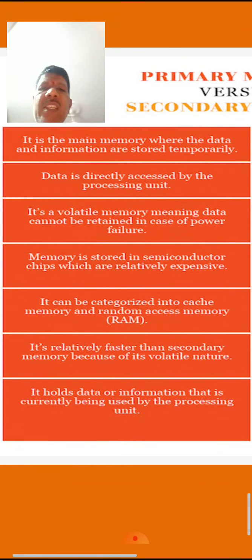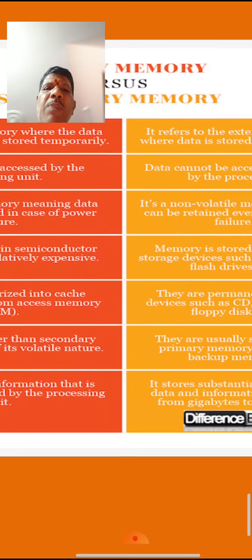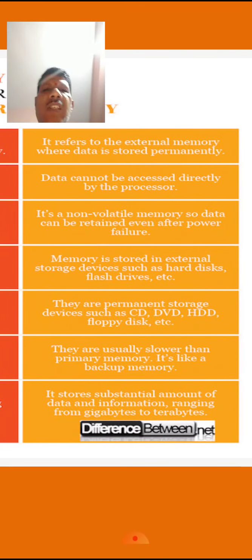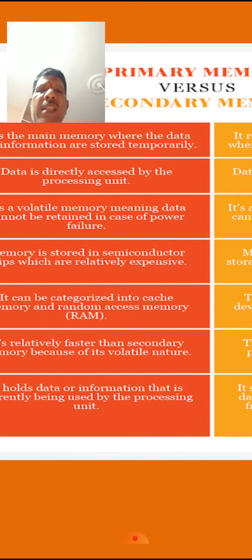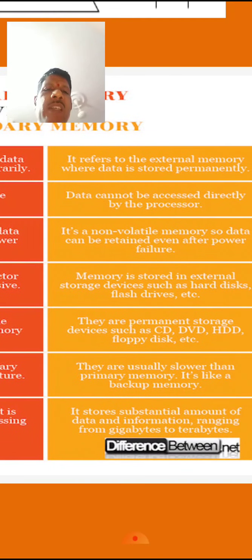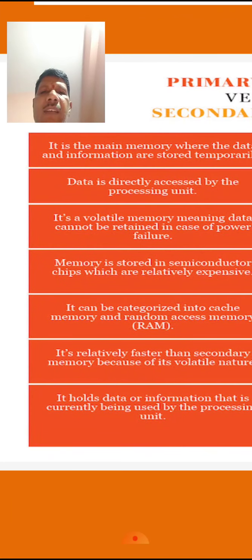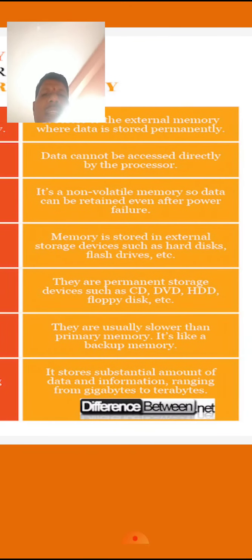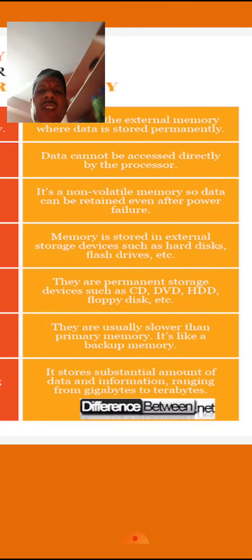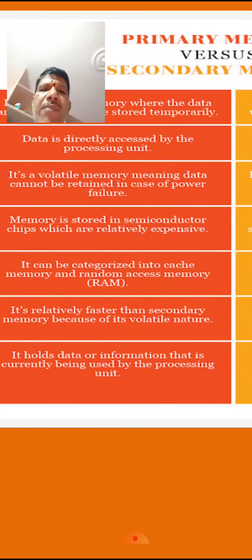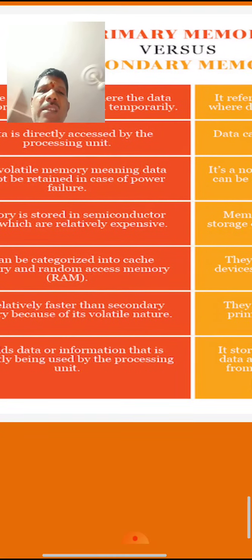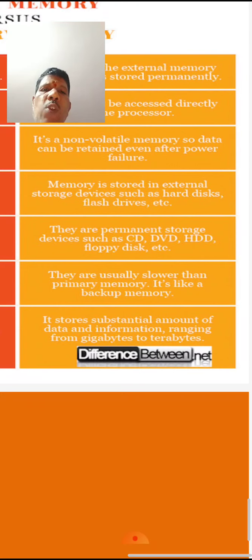Primary memory is stored in semiconductor chips, which are relatively expensive. Secondary memory is stored in external storage devices such as hard disks, flash drives, etc. Here the semiconductor chips, here the hard disks and flash drives. Primary memory can be categorized into cache memory and random access memory. Secondary memory consists of permanent storage devices such as CDs, DVDs, hard disks, etc. Primary memory is relatively faster than secondary memory because it is volatile. Secondary memories are usually slower than primary memory.